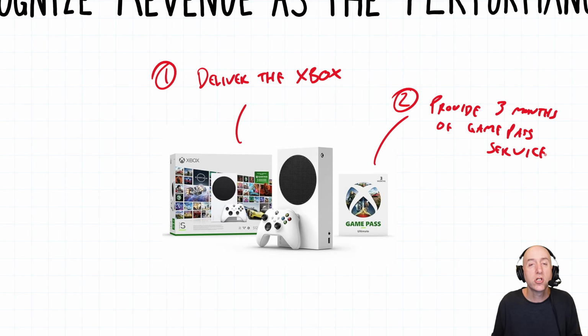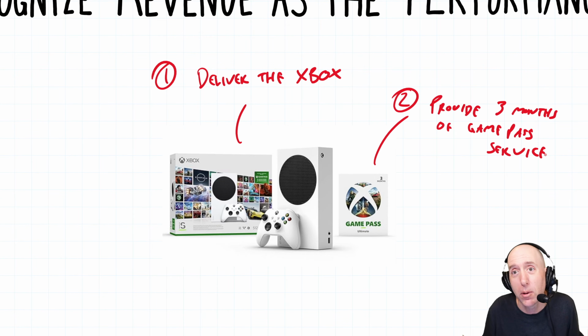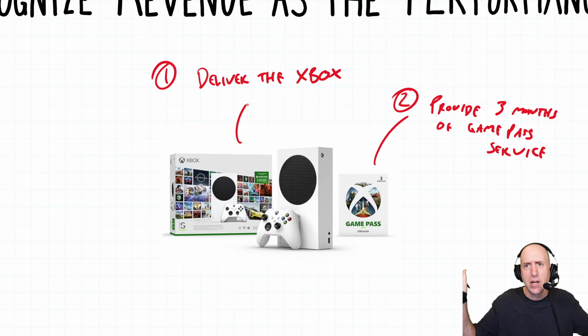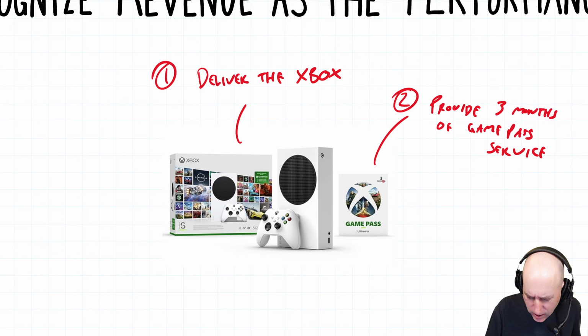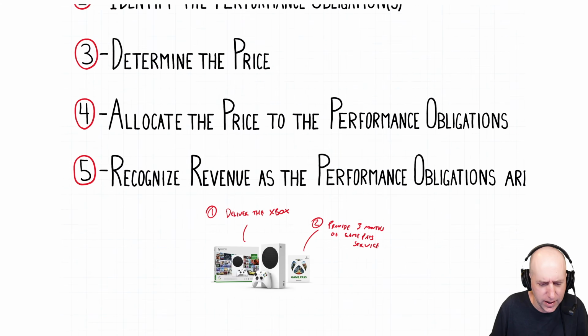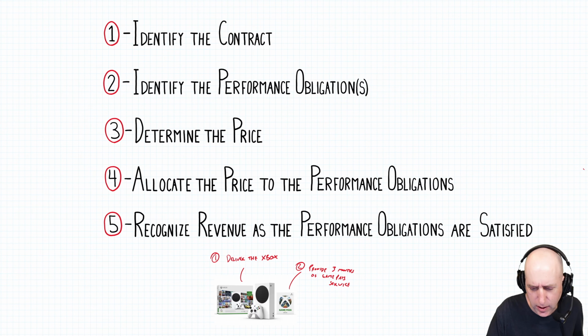Okay, so those are their 2 performance obligations, and I hope you're sort of predicting the problem here. And the problem is, I deliver the Xbox, the money's earned. I deliver the Xbox, the Game Pass money's not earned, and it's not going to be earned for the next 3 months. There's something funky about that and accounting for it. So the performance obligations, again, I have 2. 1, deliver the Xbox, and 2, provide 3 months of Game Pass service.